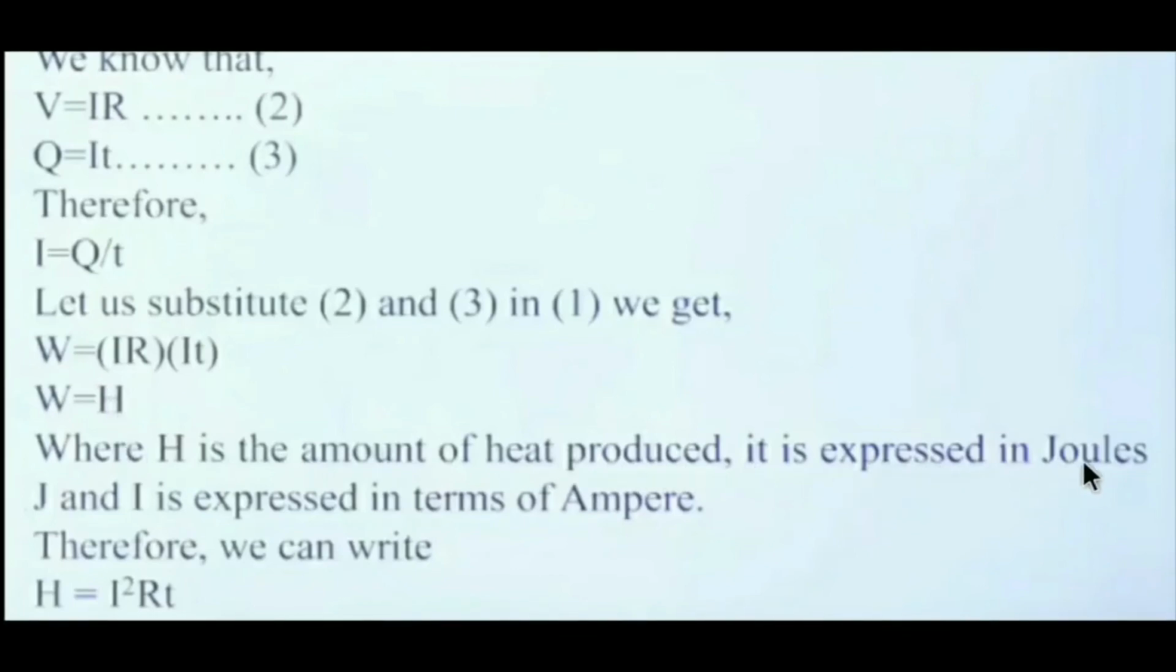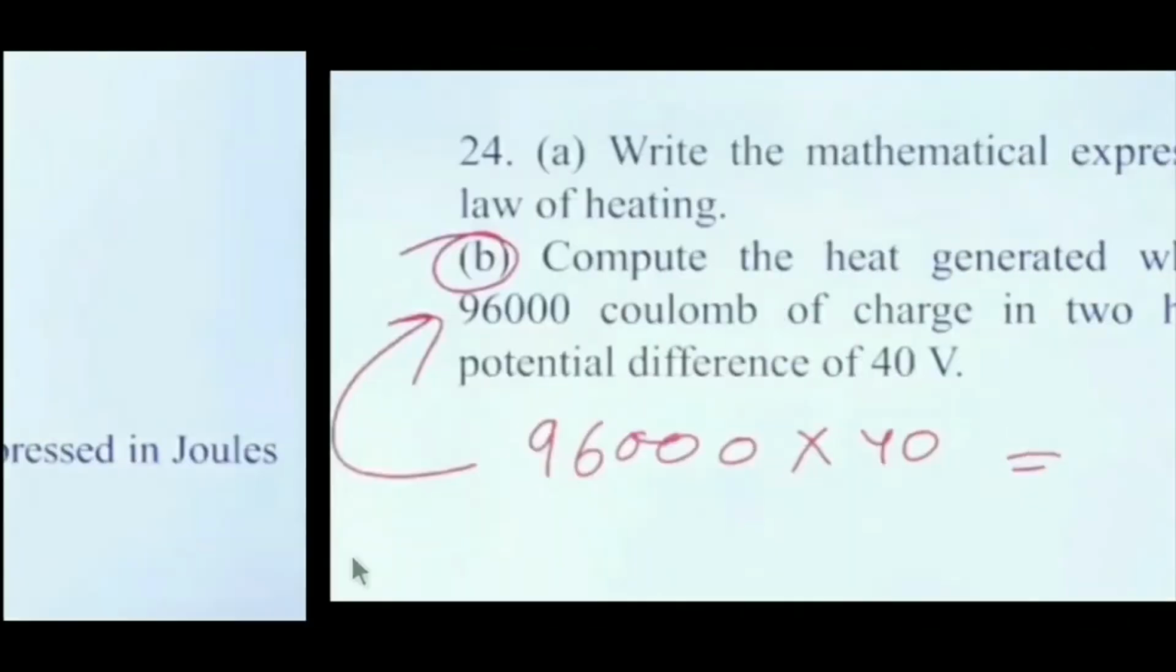It is expressed in joules (J) and I is expressed in amperes. Therefore, we can write that W is equal to I square RT. So H, the heat, is of the amount I square RT.